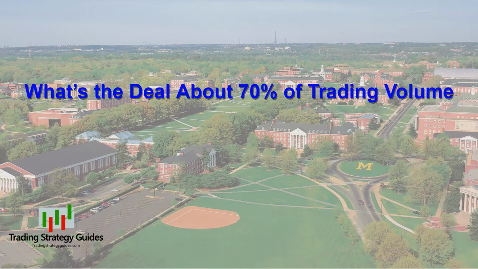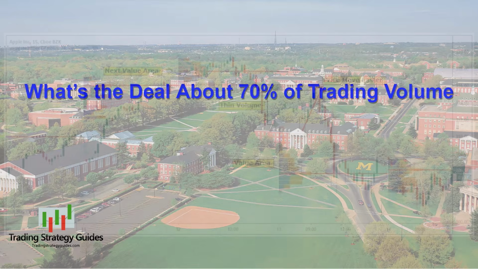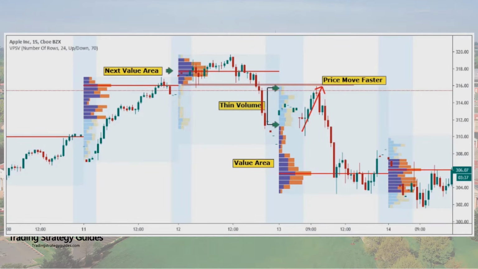Here's the lesson to learn about thin volume. The small volume areas indicate a lack of trading activity. What typically happens when the price moves from the value area levels and goes into these thin volume areas, the price will travel really quickly to the next value area. Here's some other information that value area trading can provide.